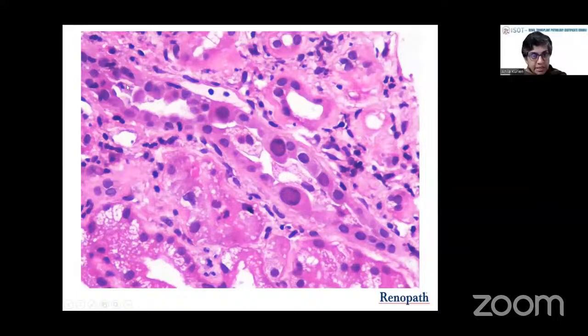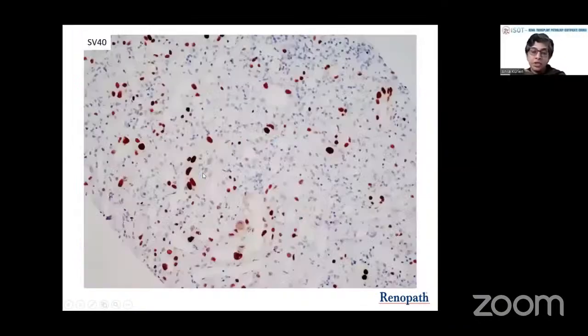Even on an H&E stain, you can see that there are lymphocytes infiltrating the tubules. So there is tubulitis, there is tubular injury. In addition, there are these intranuclear inclusions. So the moment we see these intranuclear inclusions, we have to decide what these viruses or factors are causing.